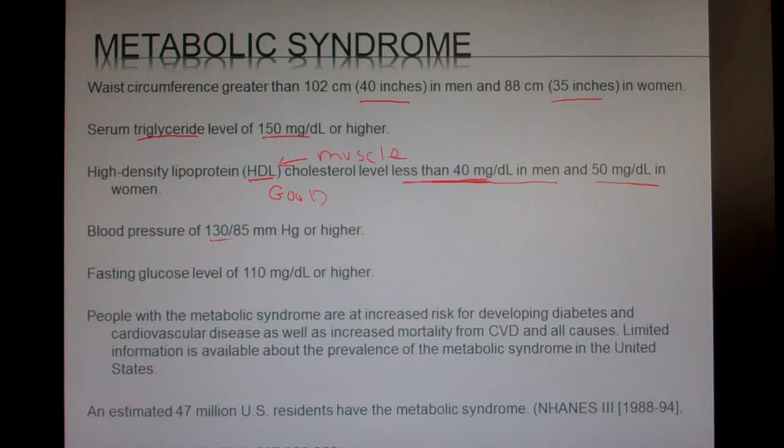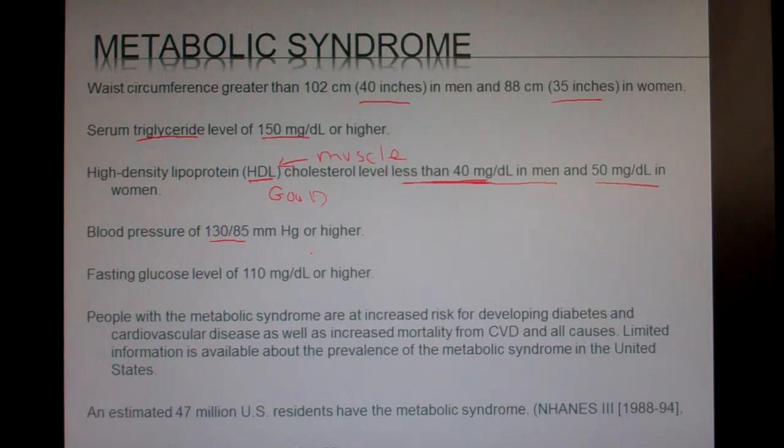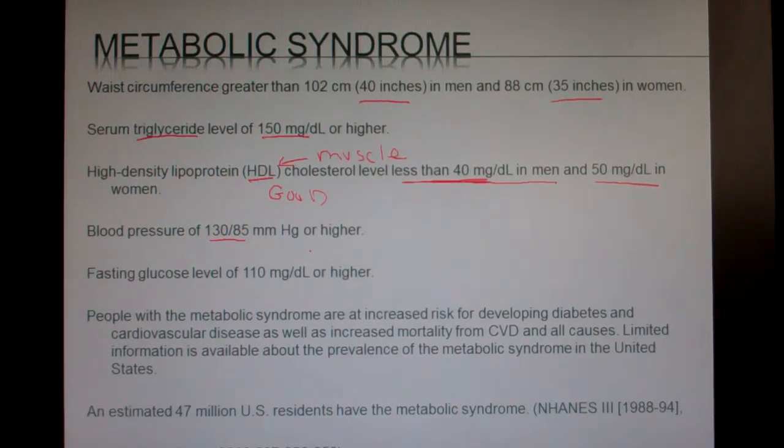Blood pressure 130/85 or higher. Okay, so you're almost what you would call high blood pressure. You're definitely not normal blood pressure, you're somewhere in the middle. Fasting glucose of 110 or higher. Okay, this is fasting. Again, you're not diabetes until you hit what, 125? So 110 is not quite diabetes. Blood pressure is not quite high.